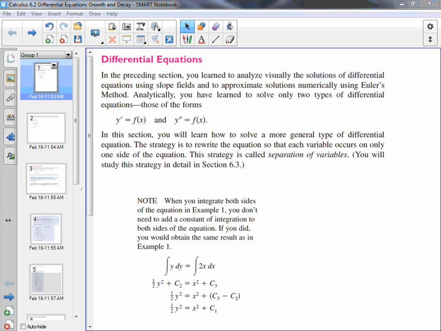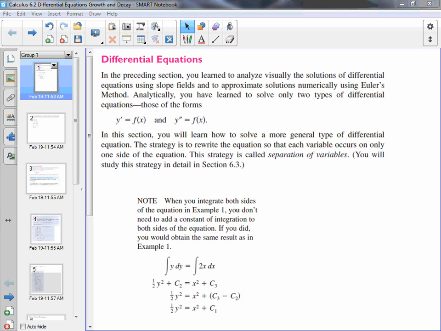Analytically, you have learned to solve only two types of differential equations. The derivative equals f of x, and the second derivative equals f of x. That seems like a lot, and it is, but we're going to do more. In this section, you will learn how to solve a more general type of differential equation. The strategy is to rewrite the equation so that each variable occurs on only one side of the equation. This strategy is called separation of variables. It's called separation of variables because you separate the variables.